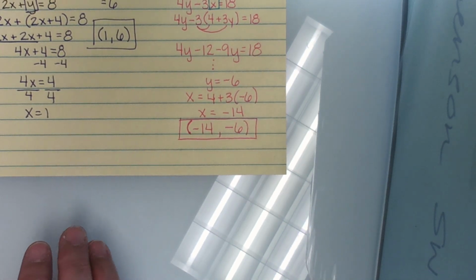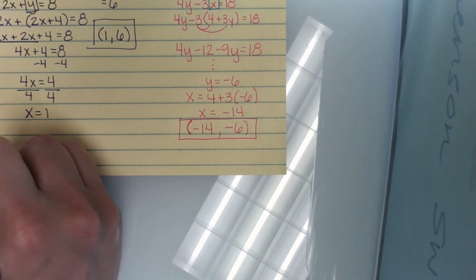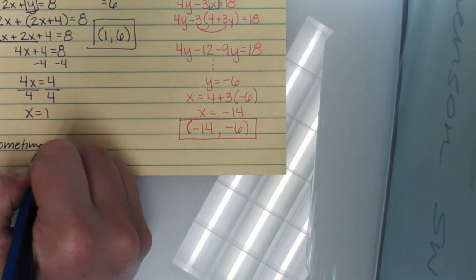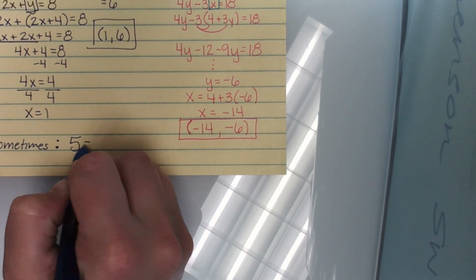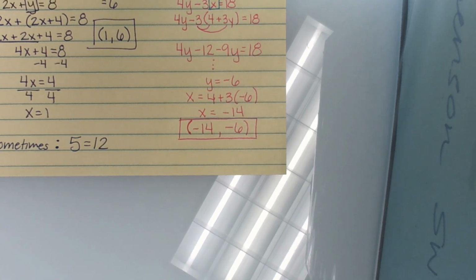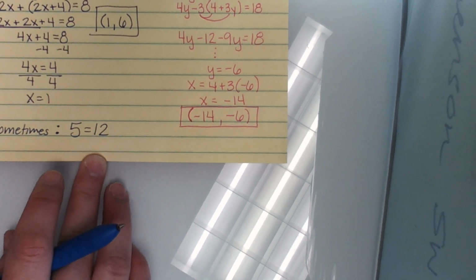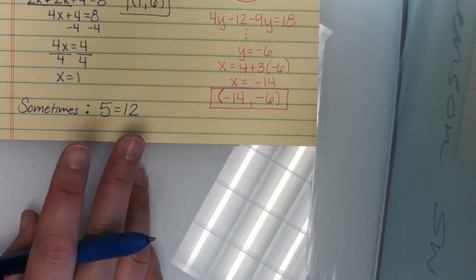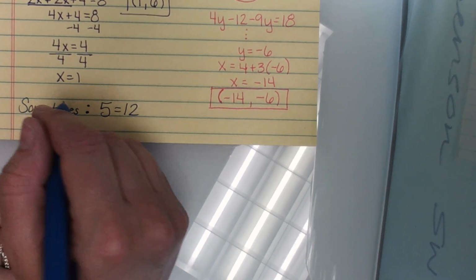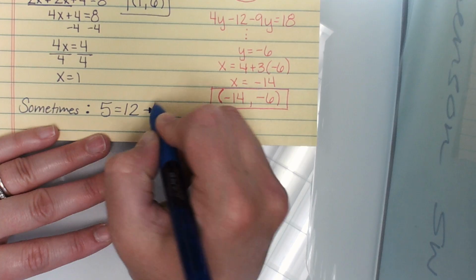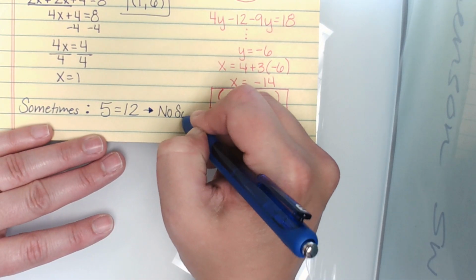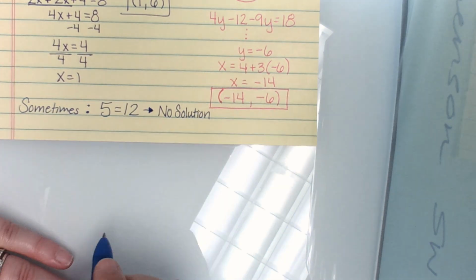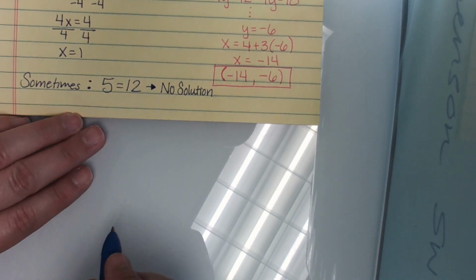Now one more quick mention when it comes to your systems. Sometimes when you're doing systems, you'll go through all the math and you'll end up with something like 5 equals 12. Is 5 ever equal to 12? No. Do you know what that means our answer is? There isn't one. There's no solution. If you get a number equal to a number and those numbers are different, it's no solution.